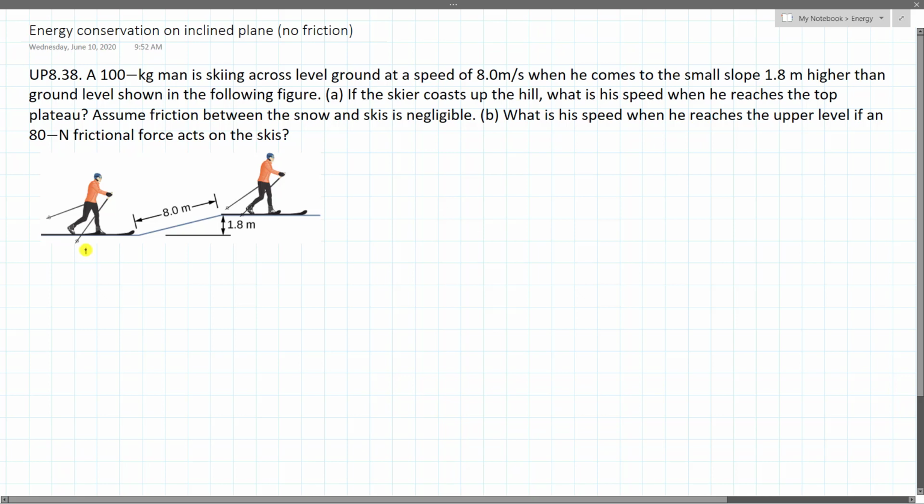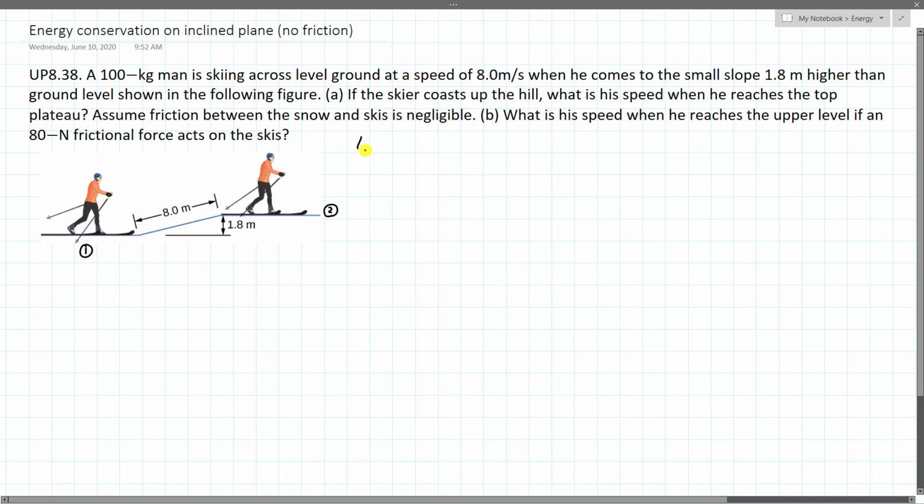What I have done in the past is just to number this as a 1. This is like a snapshot of the skier with his position, his height, his velocity, everything important to us taken in that snapshot. And here is a snapshot 2. Same thing happens just at a later, different time.